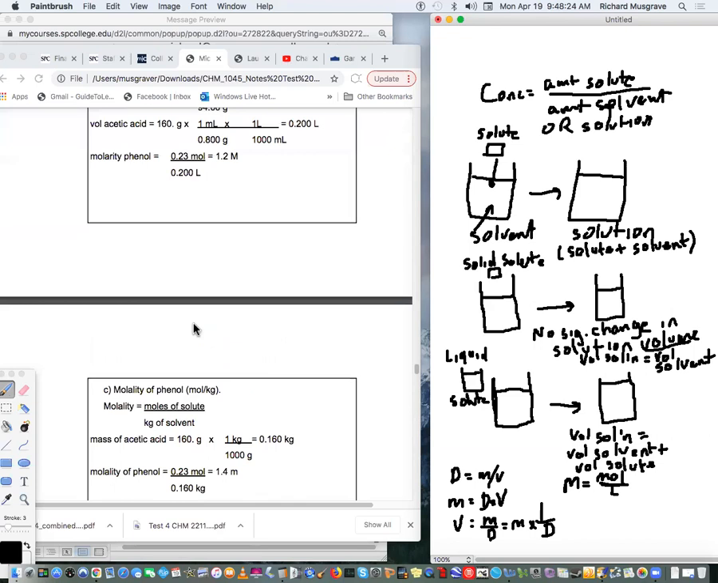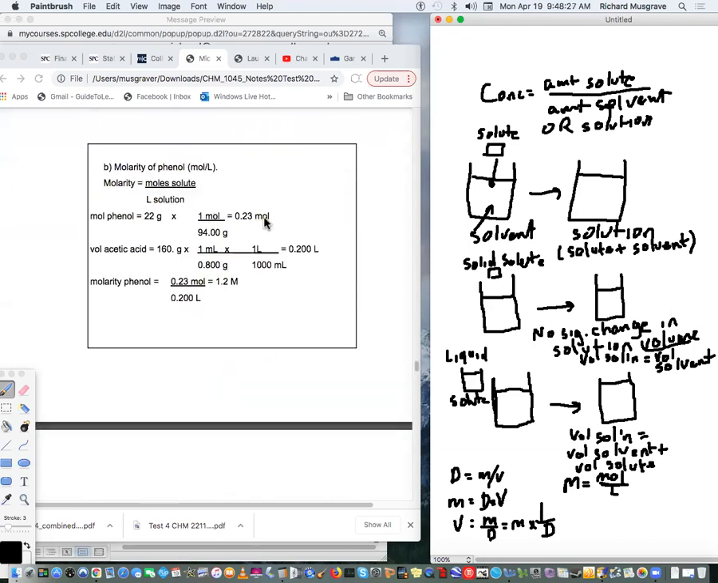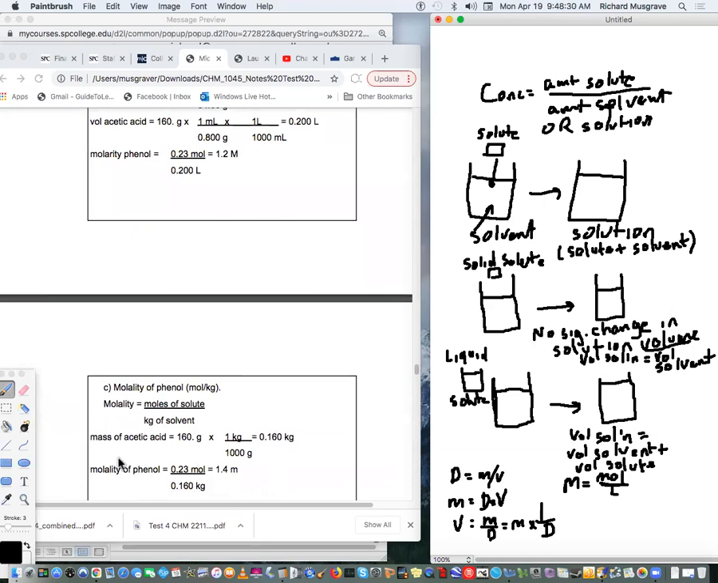Now the moles of solute we've already got. We got that previously up here, 0.23 moles. So we're using that same value. And we need the mass of the acetic acid, but it needs to be converted into kilograms. So it's 160 grams times 1 kilogram over 1,000 grams. That gives me 0.160 kilograms. We divide the two and we get 1.4. And the unit there is little m, and little m is equivalent to moles per kilogram. So big M is molarity, moles per liter, and little m is moles per kilogram.